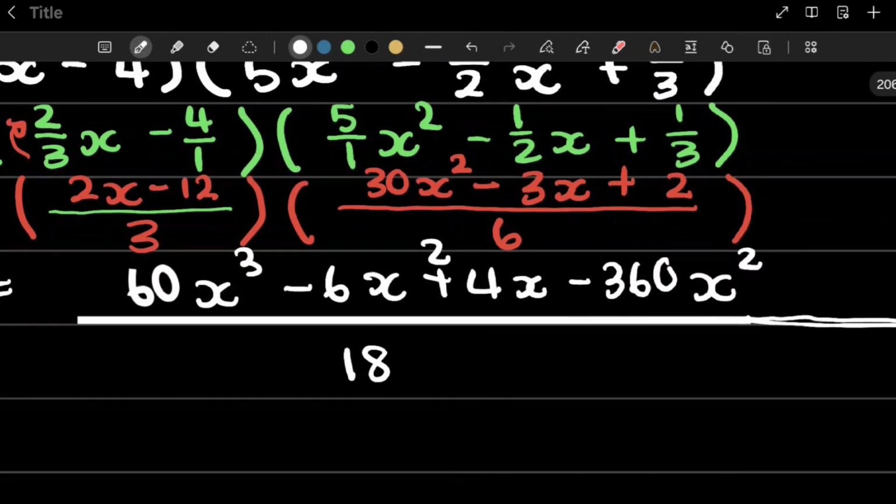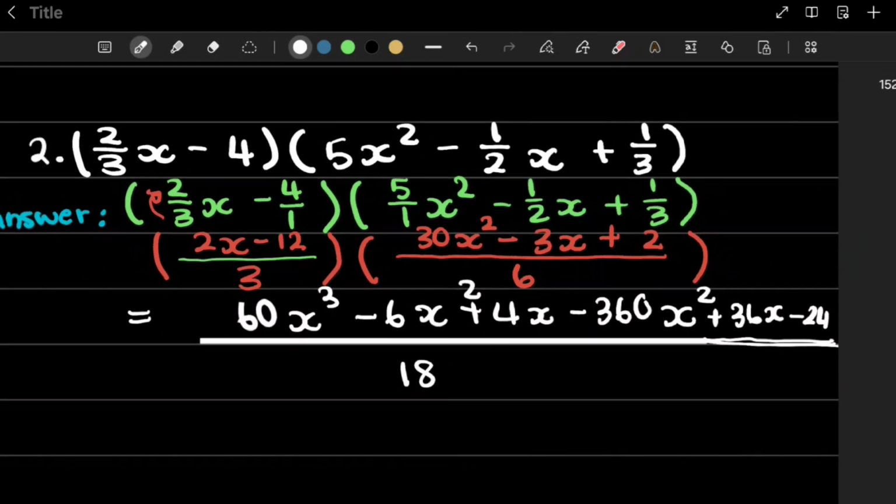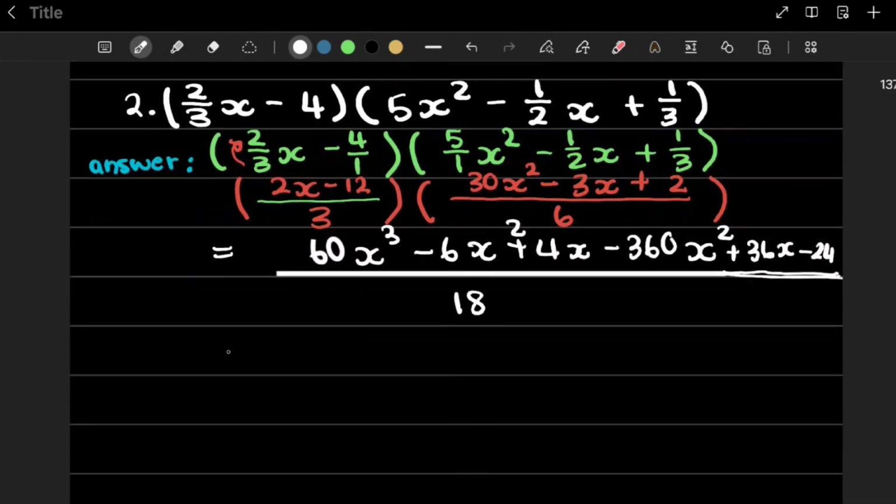Okay. And then negative 12 multiplied by negative 3 will give us positive 36x. The last one, negative 12 multiplied by 2 will give us negative 24. Okay, now what's the next step, or the next rule, or whatever you call it? What we're going to do here is look for like terms, right? It's very important.